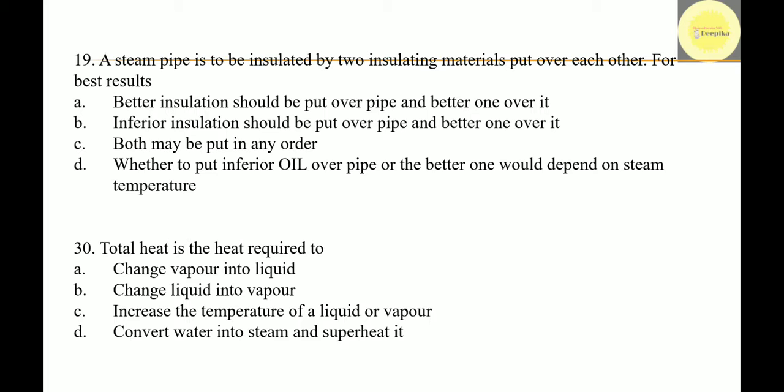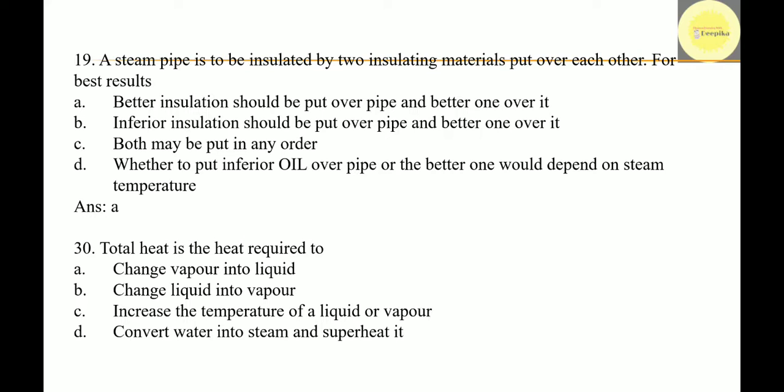Next question is, a steam pipe is to be insulated by two insulating materials put over each other for best result. Option A, better insulation should be put over pipe and inferior one over it. B, inferior insulation should be put over pipe and better one over it. Option C, both may be put in any order. Option D, whether to put inferior one over pipe or the better one would depend on the steam temperature. So the correct answer is A, that is better insulation should be put over pipe and inferior one over it.